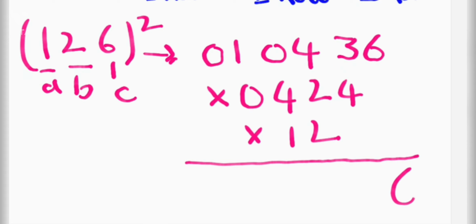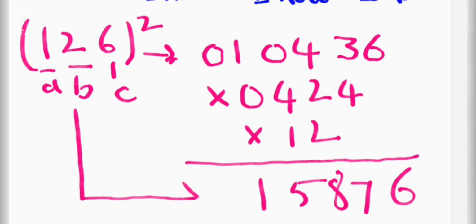6, 3 plus 4 is 7, 4 plus 2 is 6, 6 plus 2 is 8. Next 0 plus 4 plus 1, that is 5. Next 1 plus 0. So 126 whole square is 15,876.